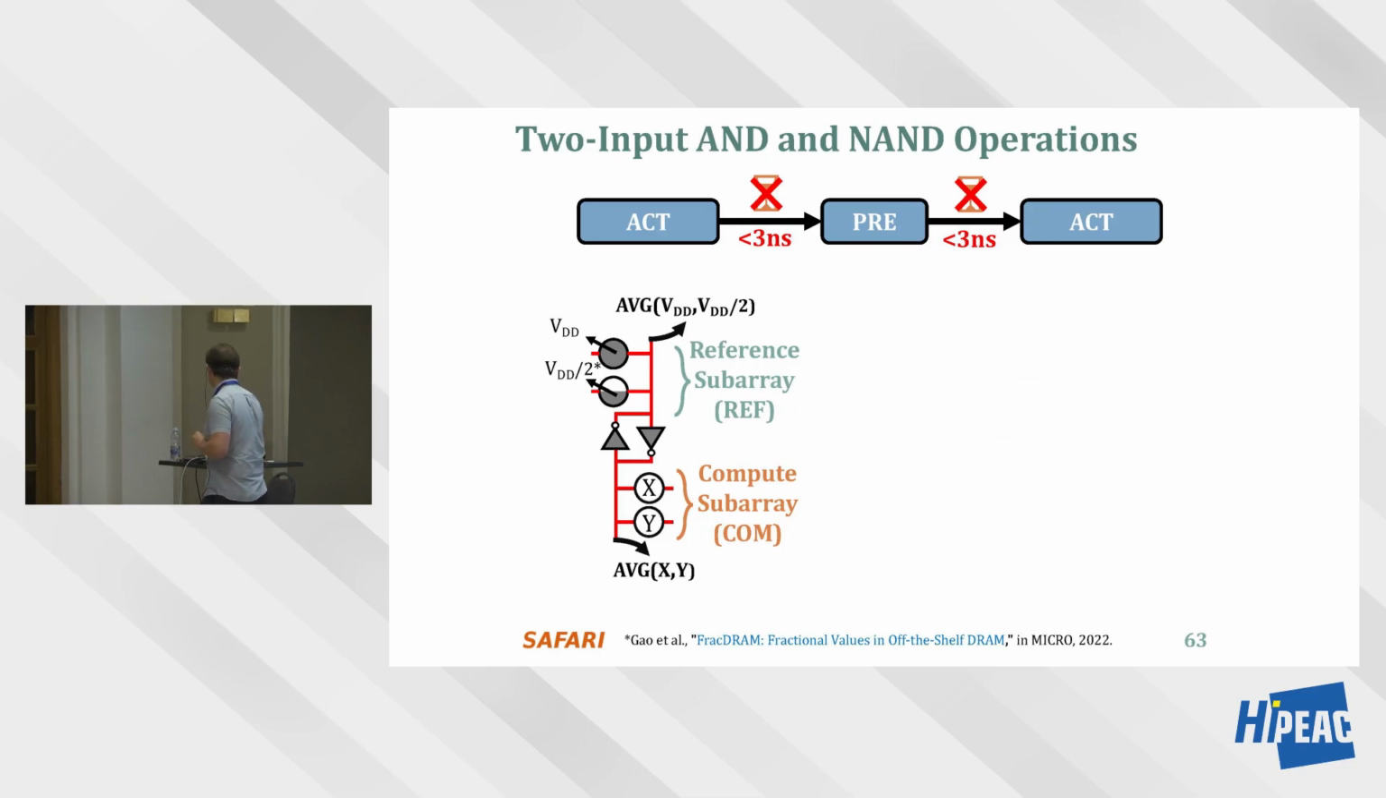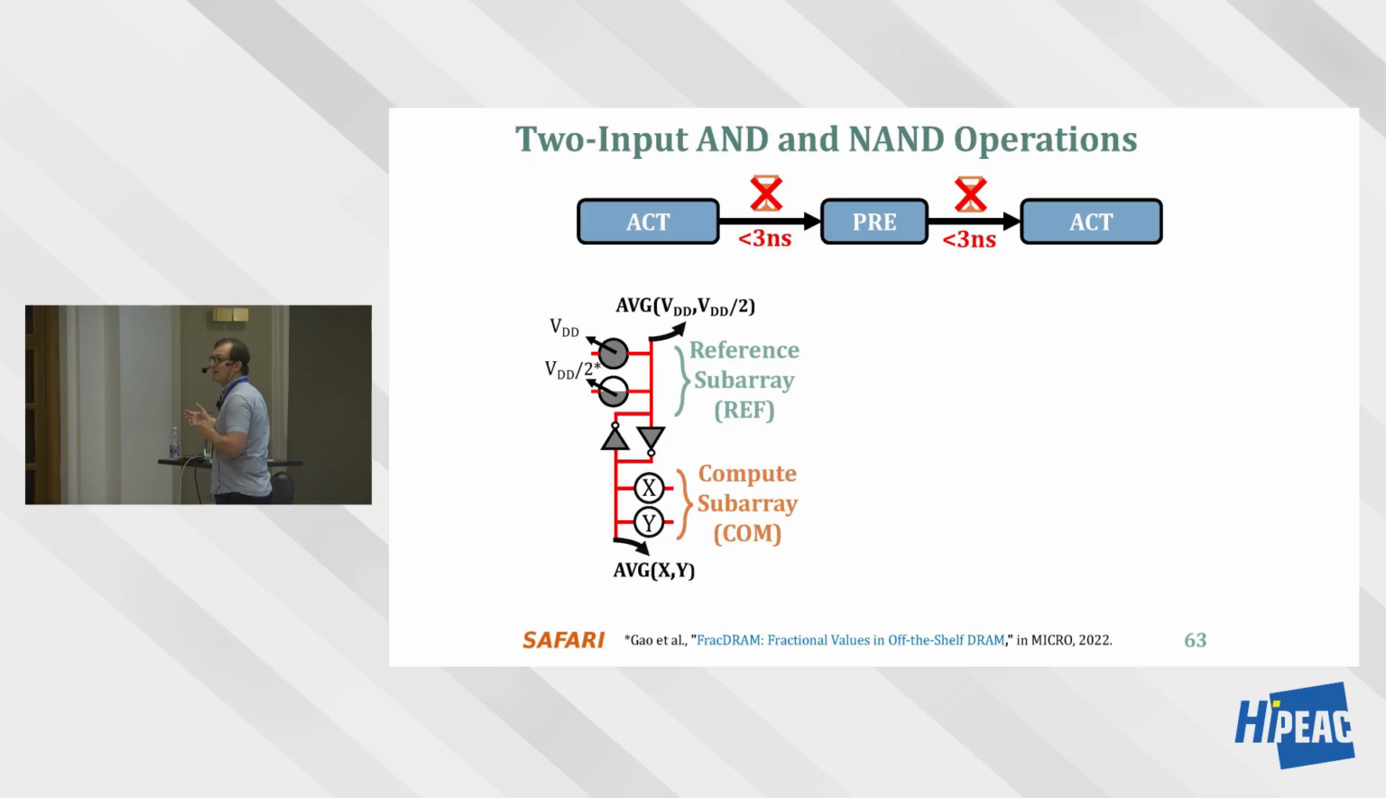Okay, so I'm going to call the top subarray the reference subarray. I'm going to manipulate the voltages there carefully, and there are ways of doing that. And then at the bottom, the compute subarray. These are the inputs essentially. Okay, so initially I'm going to put VDD to one of these and VDD over 2 to one of these. And you can do that. There are prior works that show how to do that. And I'm going to violate the timing parameters. Now what will happen is at the top I'll get the average of VDD and VDD over 2, which is 3 VDD over 4. And at the bottom I'll get the average of X and Y.